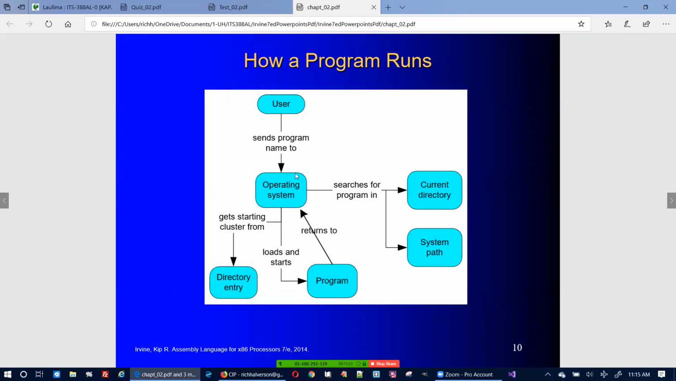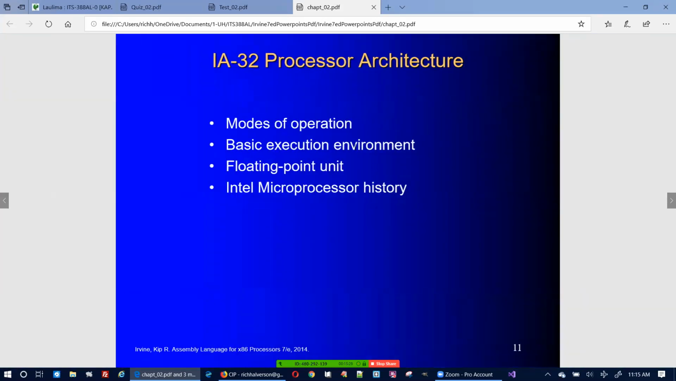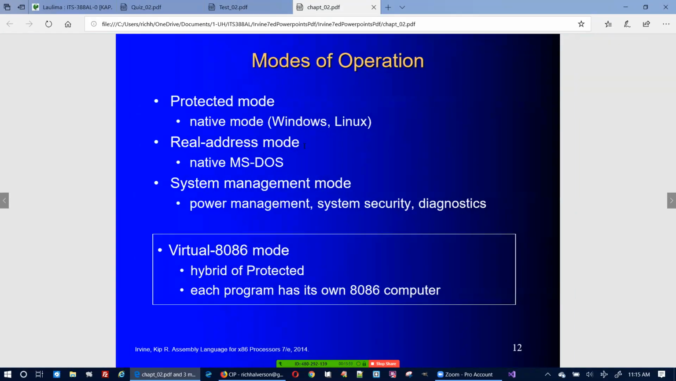This is how a program runs. Operating system. This is not that important. Modes of operation, execution environment, floating point unit, and processor history. It's not very important. There's the modes of operation. We want to understand these.